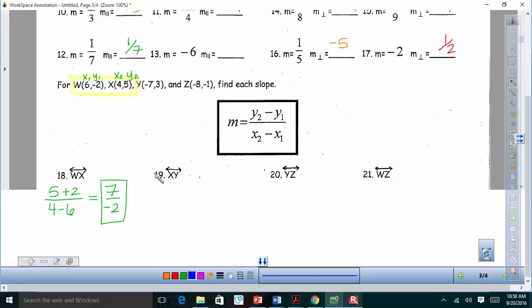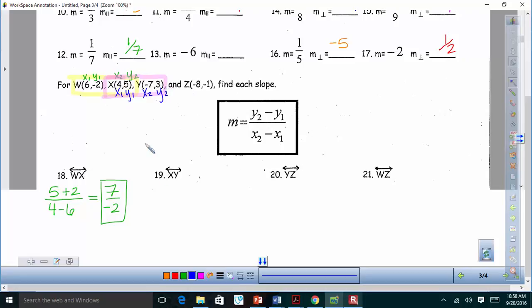Okay, let's try X and Y. So I'm going to come up here and highlight them so I can see which ones I'm talking about. I'm going to, again, label these. This one came first, so it's X1, Y1, X2, and Y2. So I'm going to plug into this formula, Y2 minus Y1.